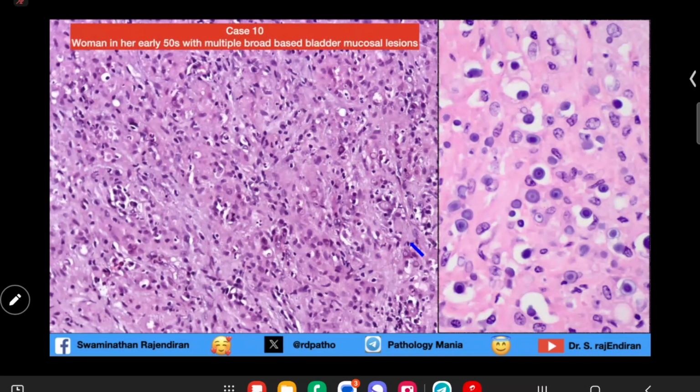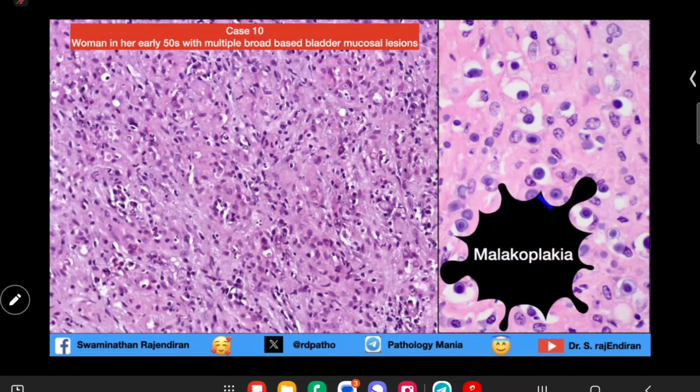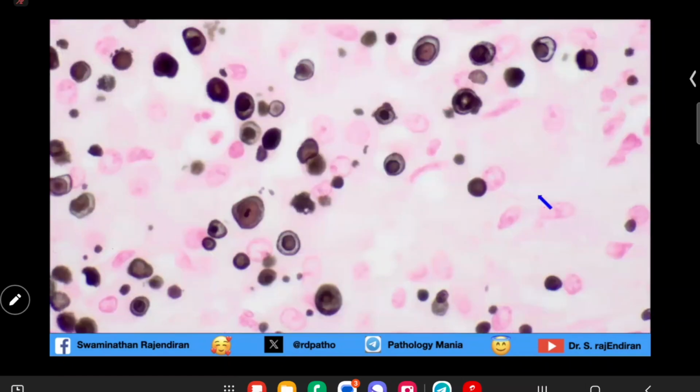In this case, a lot of eosinophilic cells, and a lot of lymphocytes, and a few plasma cells, few scattered eosinophils. And in the high power view, you see a lot of inclusions in the cytoplasm, targetoid inclusions, what we call Michaelis-Gutmann bodies. And so this is a case of malakoplakia. When you do calcium stain, von Kossa, they will be very nicely positive in malakoplakia.